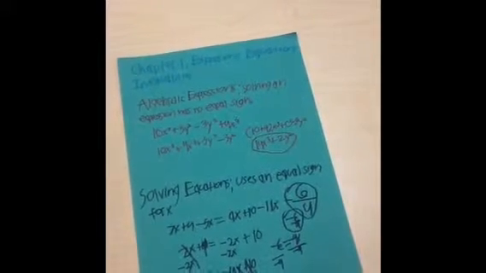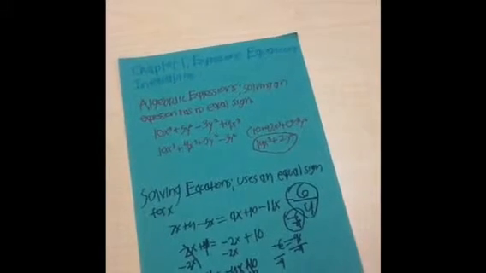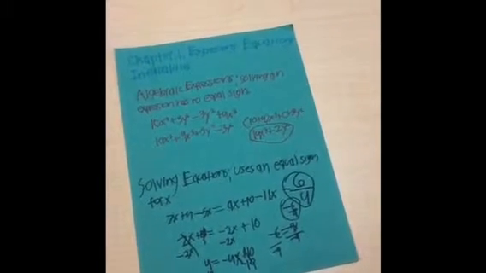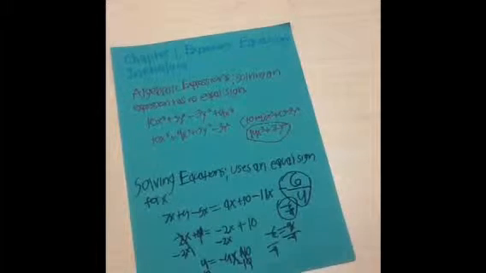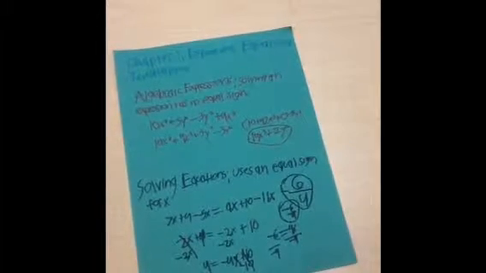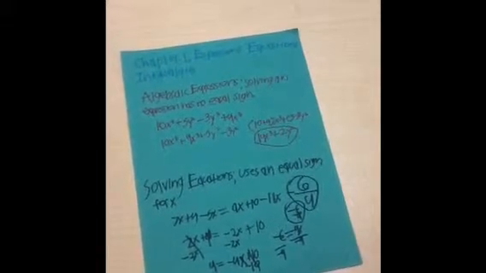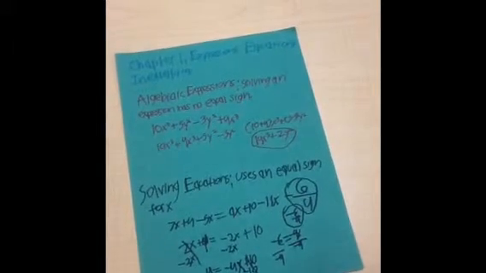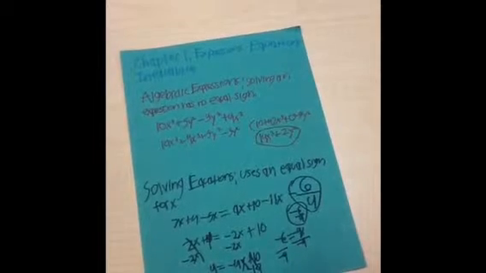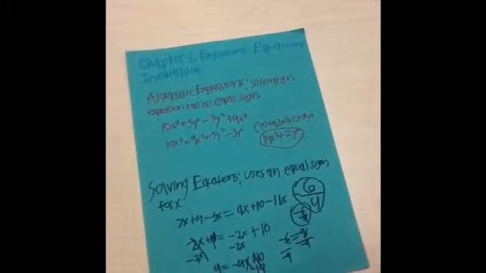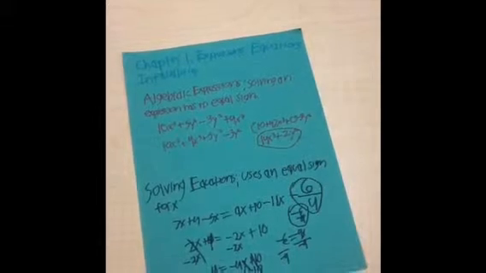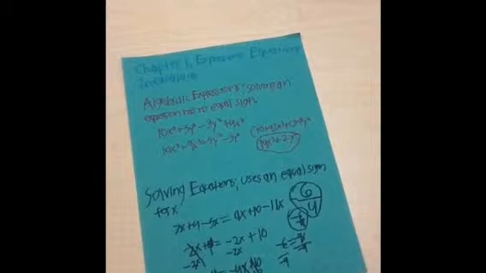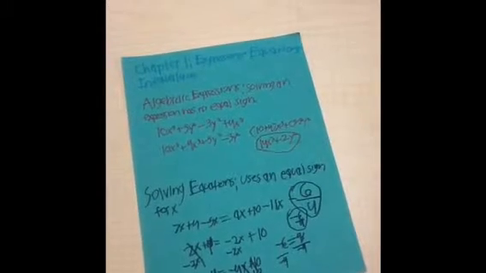Solving equations. Solving an equation actually uses the equal sign to find x. For example, 7x plus 4 minus 5x equals 9x plus 10 minus 11x. You have to get x on one side. So the first thing you can do is combine like terms. So 7 minus 5 is 2, giving you 2x. And then you leave the 4 as it is, giving you 2x plus 4.